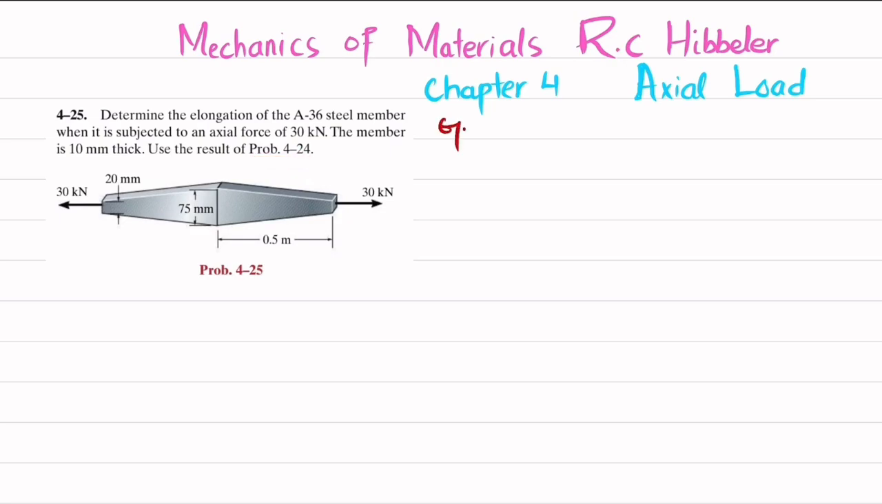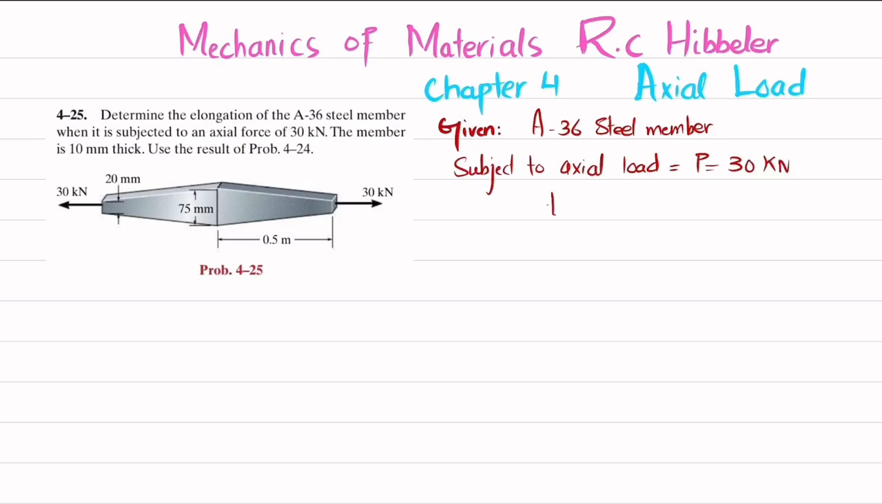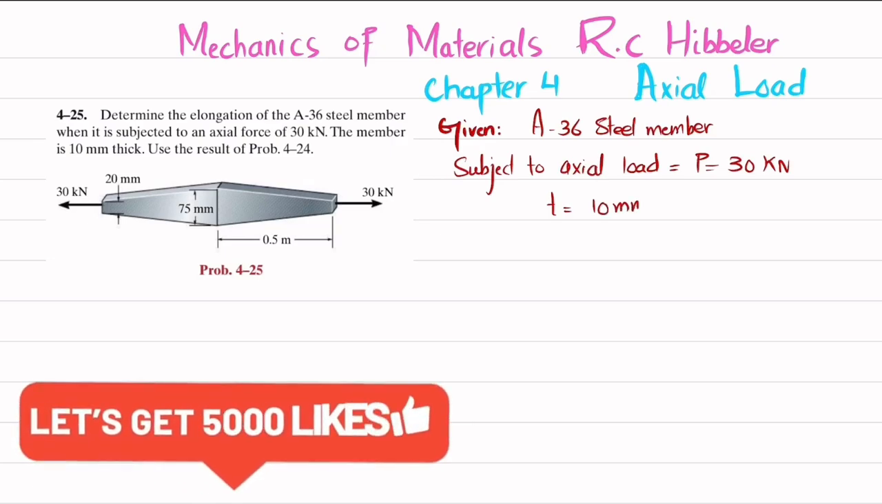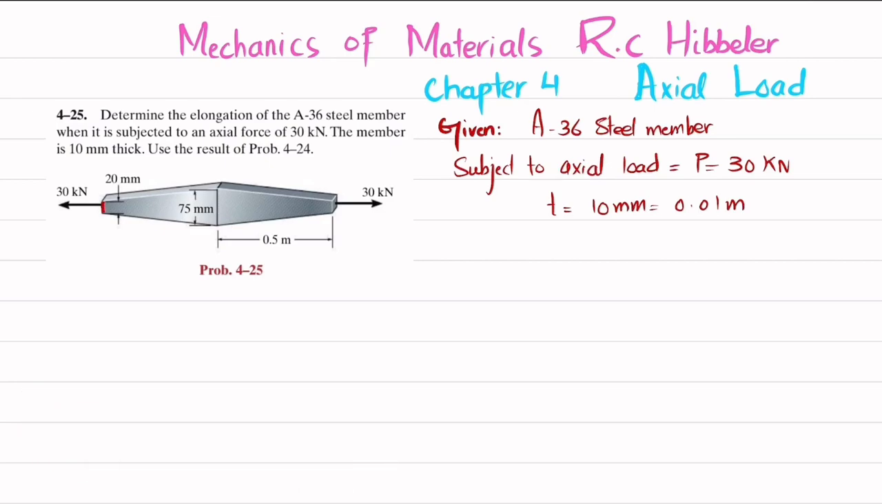So first we will write given data. So we have been given that this is A36 steel member that is subjected to axial load which is equal to P, and that P is equal to 30 kN. Thickness t is given as 10 millimeter and this 10 millimeter in meter is 0.01 meter. Now you can see this smaller width which is taken as d1 and that d1 is equal to 20 millimeter. In meter, it is equal to 0.02 meter.